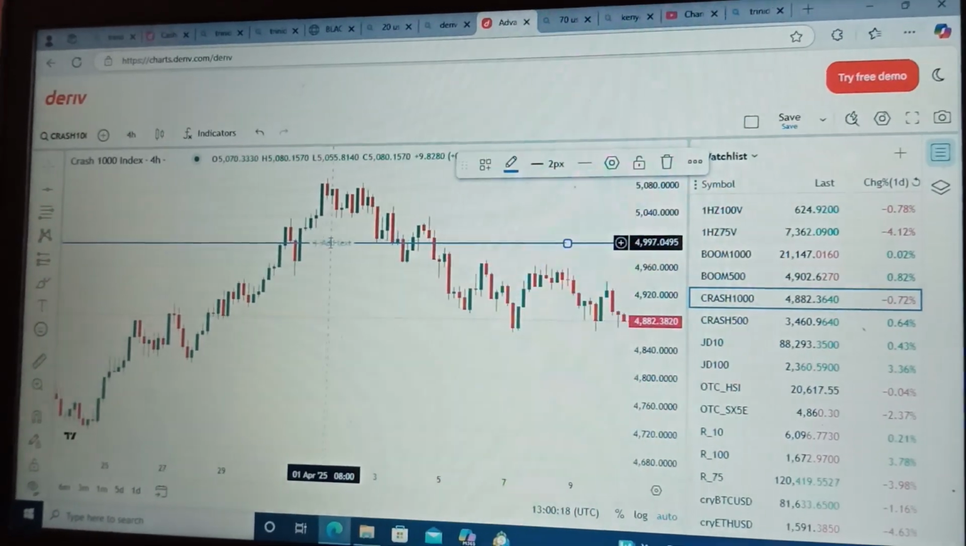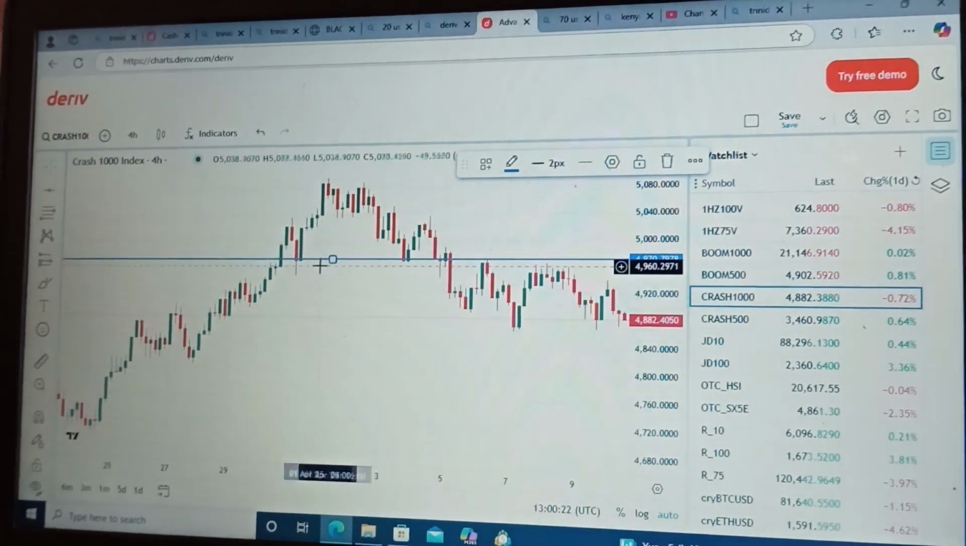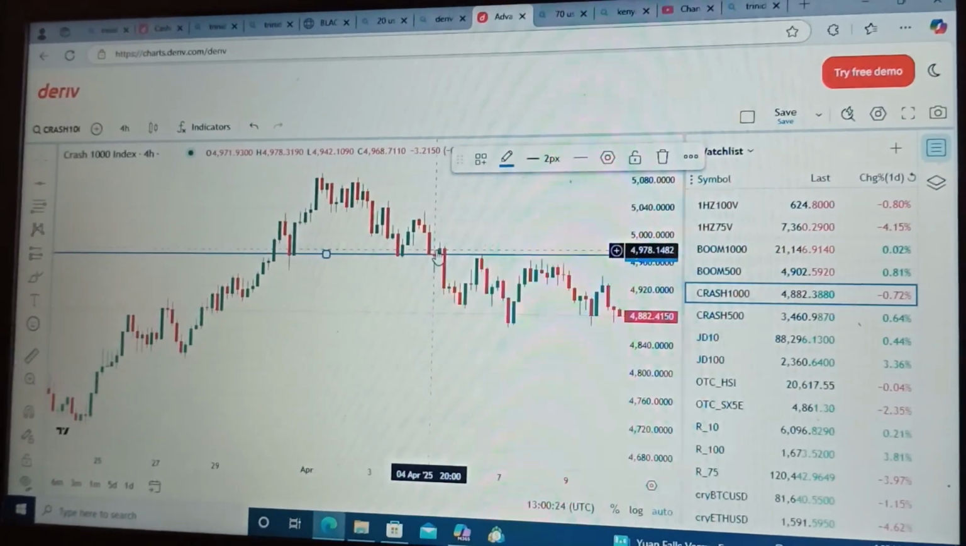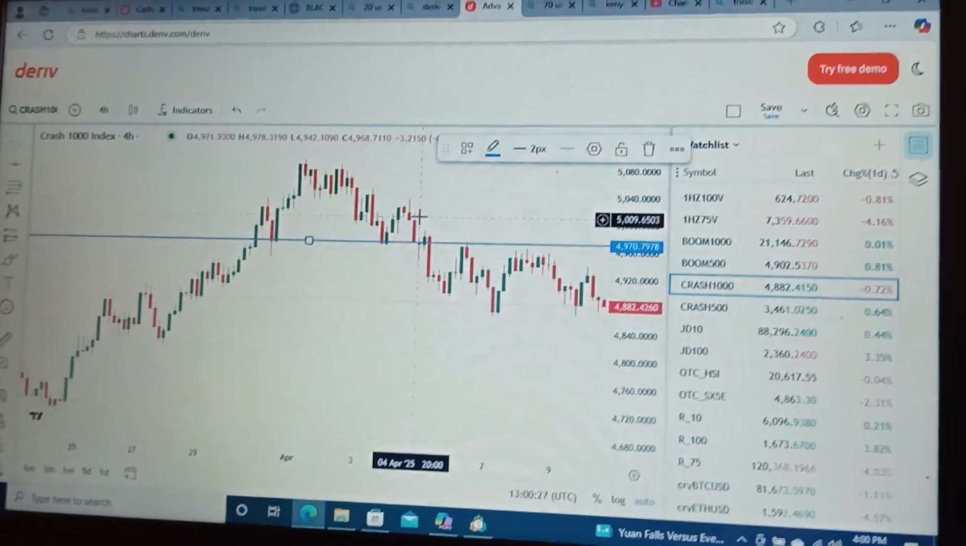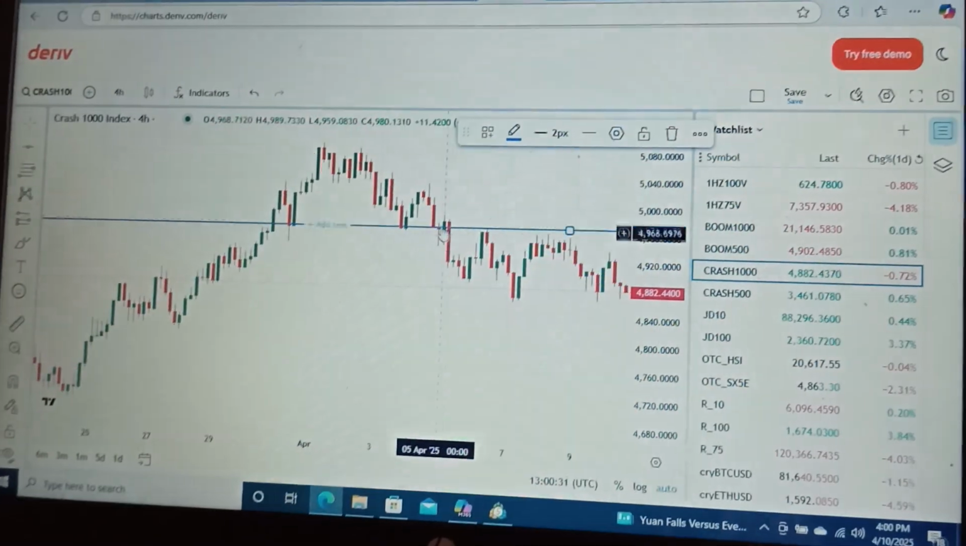You draw your trend line at this level. So once the market breaks this level, it's no longer on an uptrend. That's when we'll wait for a retest on this level, and then we enter our sell positions.